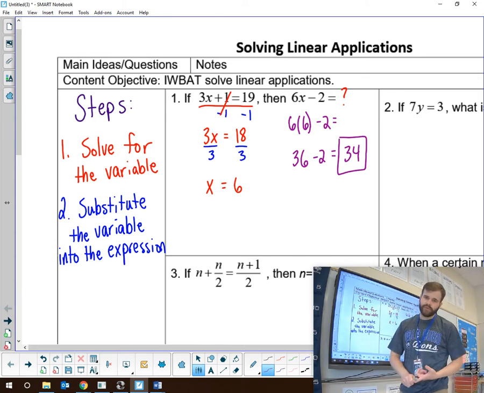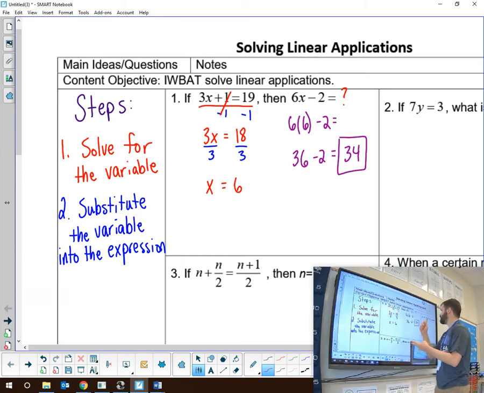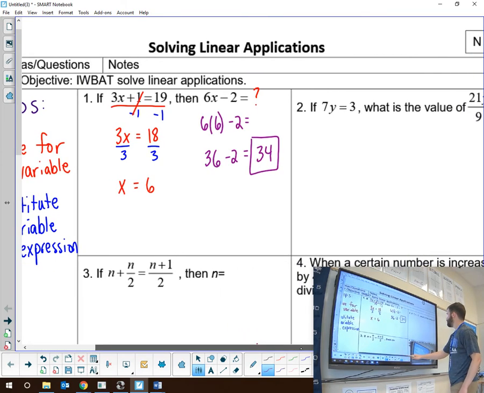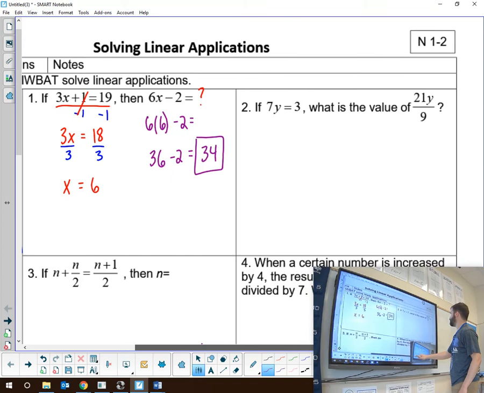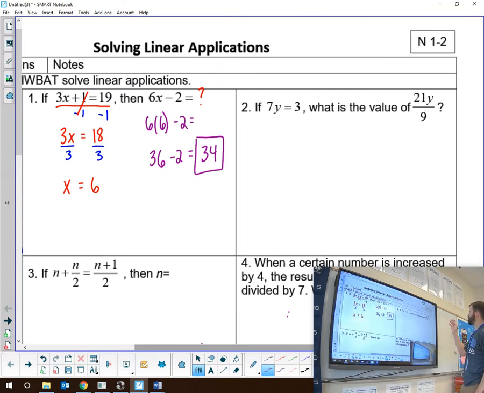So guys, all we're really doing is solving the equation, okay? Solve that equation and then plug it into my expression. All right, let's go over here to number 2. So on number 2 here, we have: if 7y equals 3, what is the value of 21y over 9? Oh no, fractions. Well, if we have 7y equals 3, that's really easy to solve for. I just want to get y by itself here.